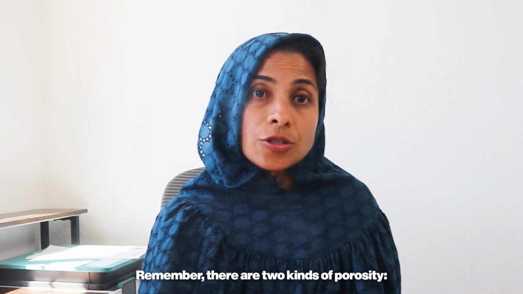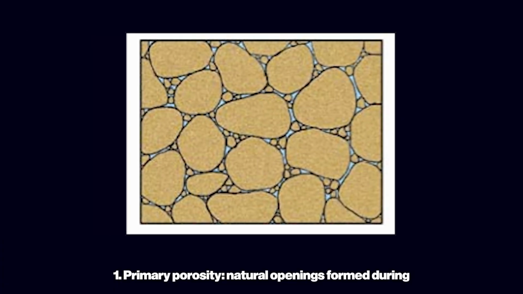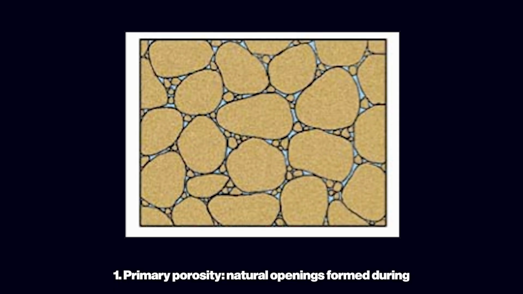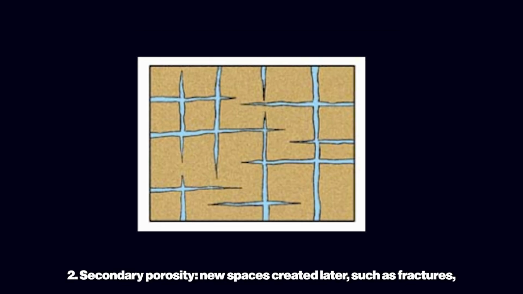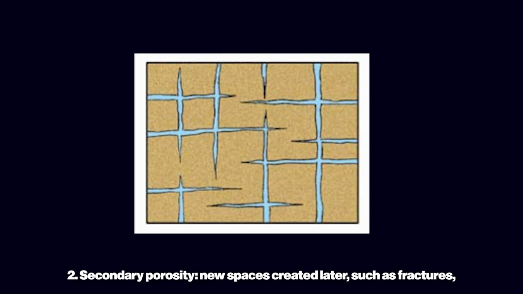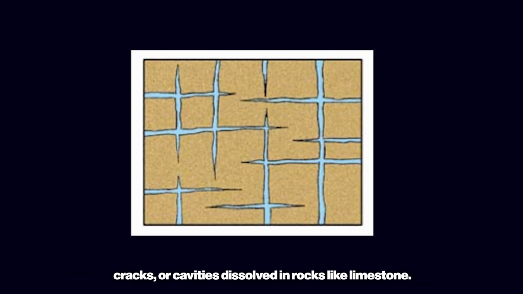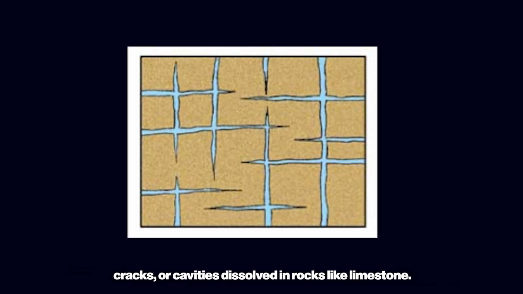Remember, there are two kinds of porosity. Primary porosity, natural openings formed during sediment accumulation or rock formation, and secondary porosity, new spaces created later such as fractures, cracks or cavities dissolved in rocks like limestone.